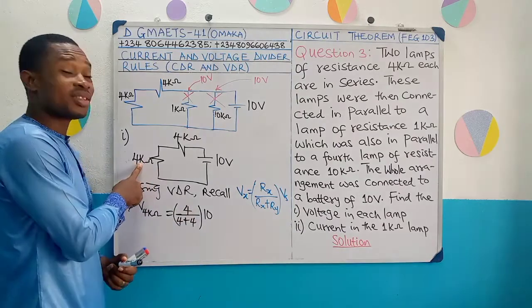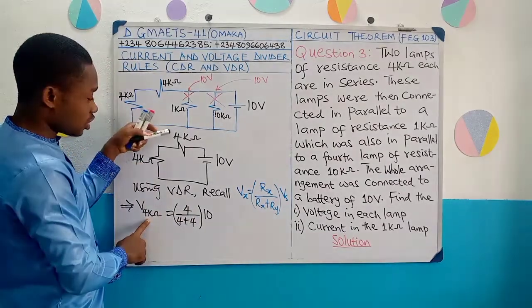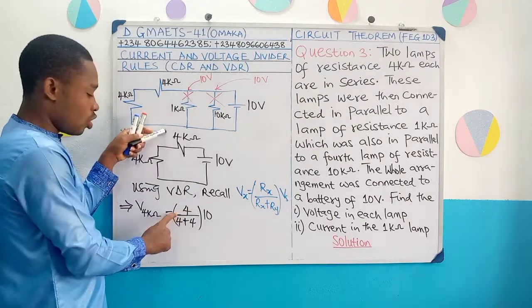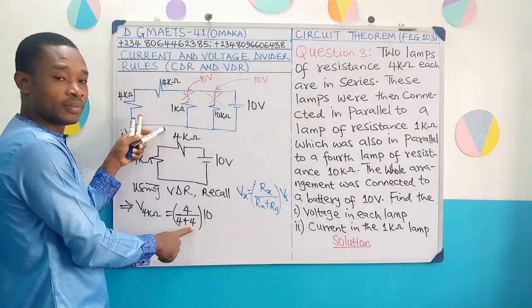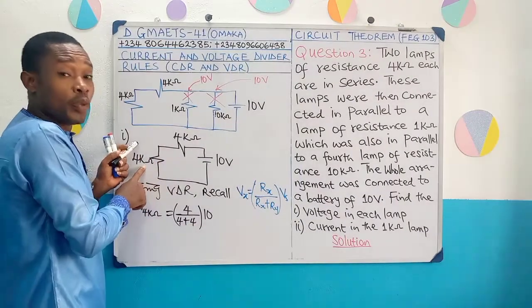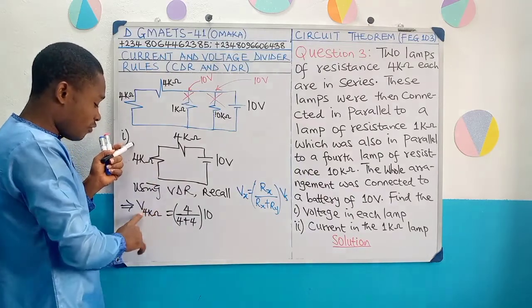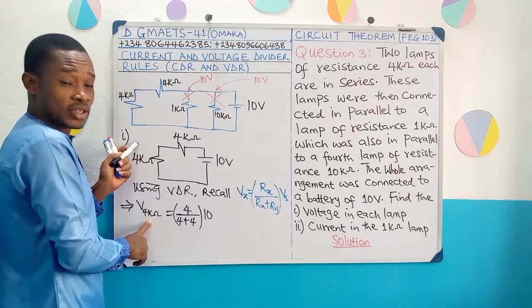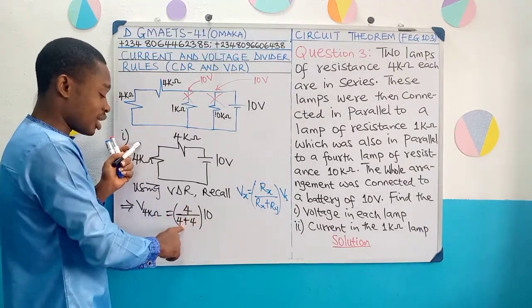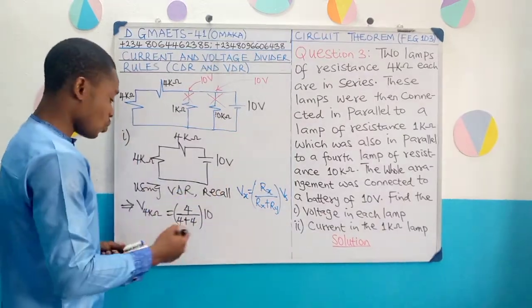Suppose this were to be 3 kilo ohms, and I'm calculating the voltage across this 4 kilo ohms. Then the formula will be 4 all over 4 plus 3. Or if I'm calculating the voltage across this, supposing that this is 3 kilo ohms, then I'm going to say voltage across the 3 kilo ohms resistance lamp equals 3 kilo ohm resistance lamp divided by 3 plus 4, then multiply by the source voltage. So that's what we do there.